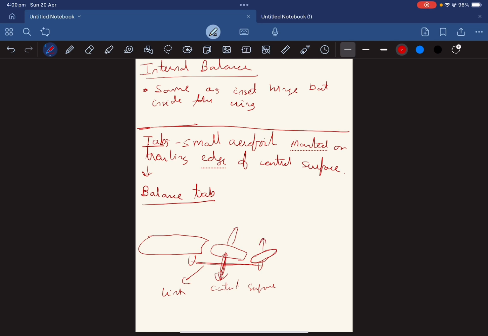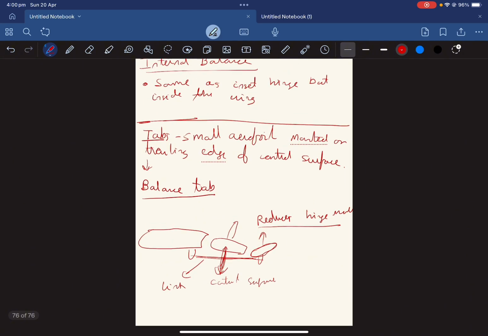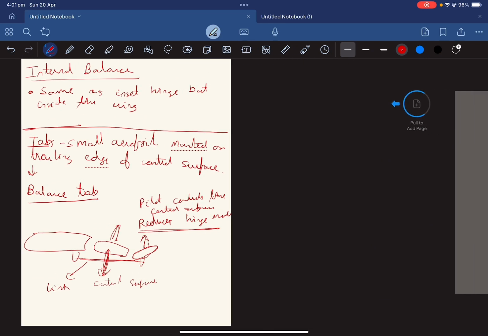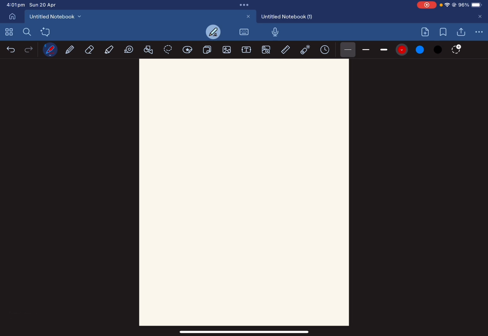What this does is it reduces your hinge movement. I hope it makes sense. So in this case, this type of tab is reducing your hinge movement, and there's one more thing that you need to remember, that the pilot controls the control surface. So let's say for some reason there was a lock on your control surface, then you won't be able to move it at all, since you're controlling this and not the tab. Alright, so let's move on to the second type of tab, which is going to be the anti-balance tab.